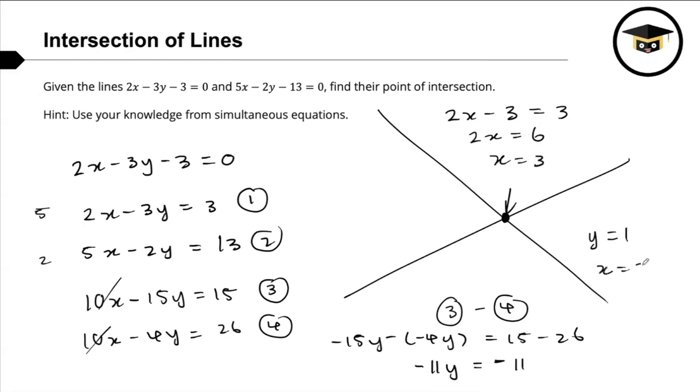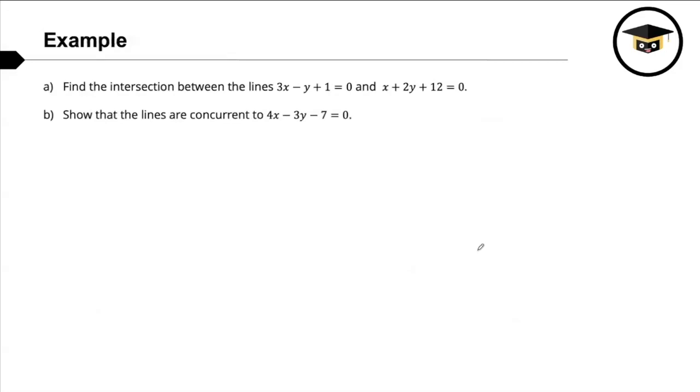So x equals 3. What does that mean? Well, it means our coordinate of intersection, this point here, is the coordinate (3, 1), because x equals 3 and y equals 1. So hopefully that makes sense. Let's go through an example. Part A: find the intersection between the lines 3x minus y plus 1 equals 0 and x plus 2y plus 12 equals 0. And part B: show that the lines are concurrent to 4x minus 3y minus 7 equals 0. Let's handle part A first and then talk about part B.